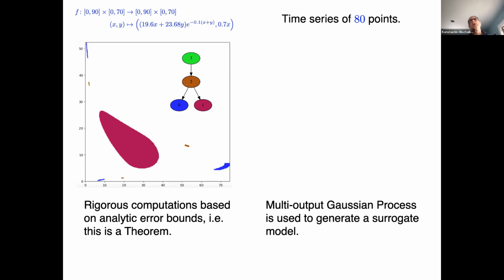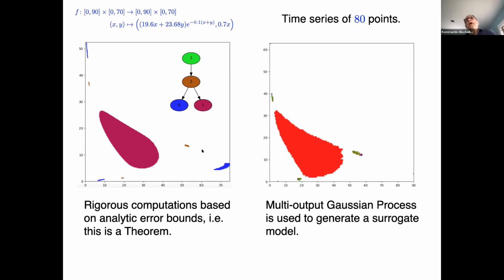But I'm surprised by how sparse the time series can be, and we still get the kind of answer. So what we've done here is we used a multi-output Gaussian process to generate a surrogate model. So we took these 80 points, we built a surrogate model, and then ran the machinery on that surrogate model. And this is the output. It looks a little more complicated, but you can, in a very systematic way, match the information you get here with this Morse graph and do all the Conley index computations.